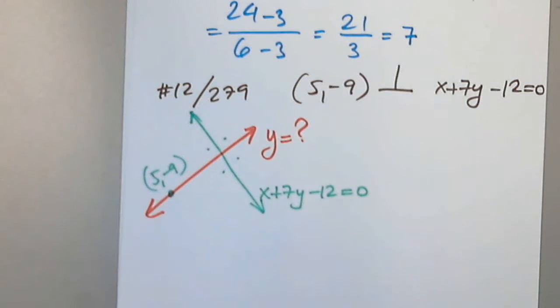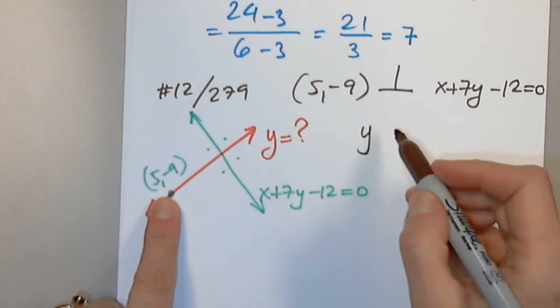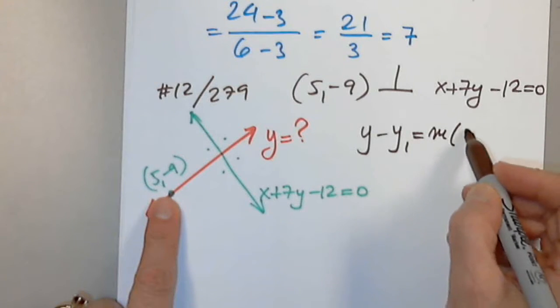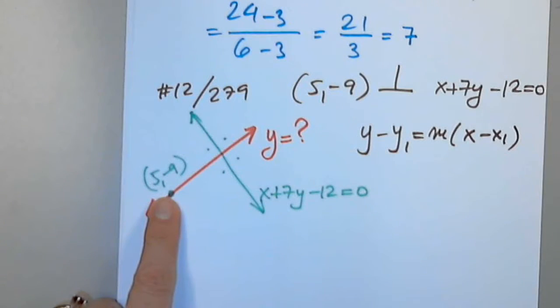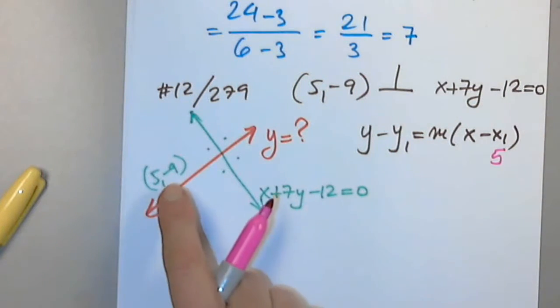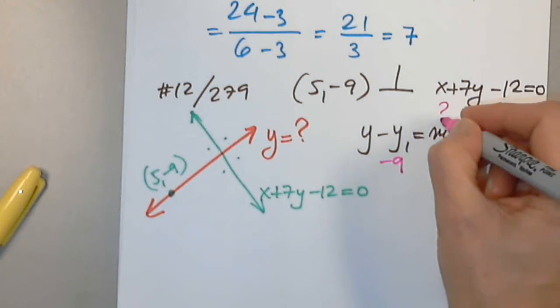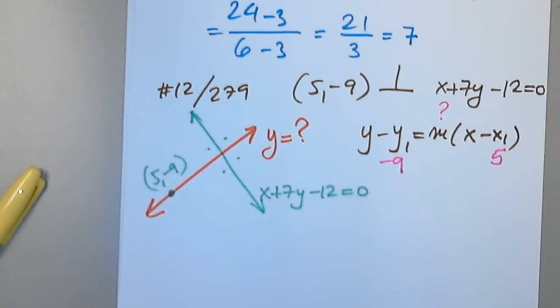What I know about the unknown line, basically, is just this point. So since it's not the y-intercept, I'm immediately writing the point-slope form. I immediately write under x1, 5, and under y1, -9. And I realize that the only thing in my way between myself and the solution is the slope. That's the only thing I don't have.